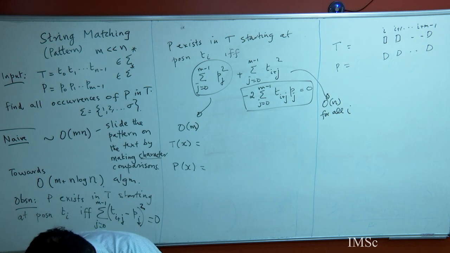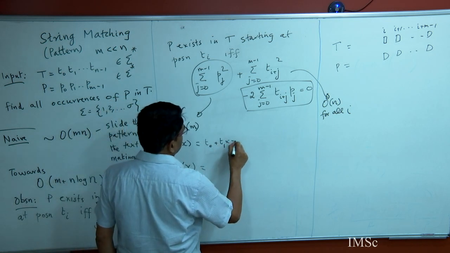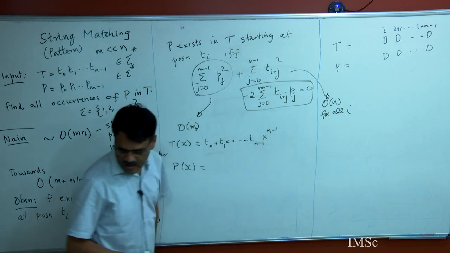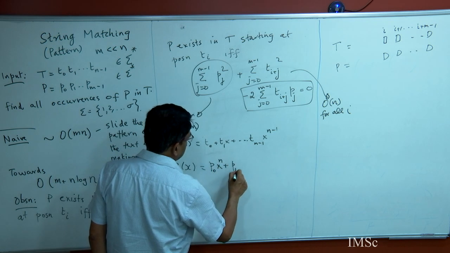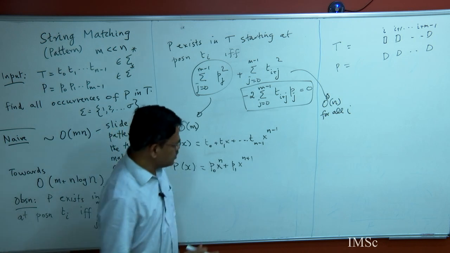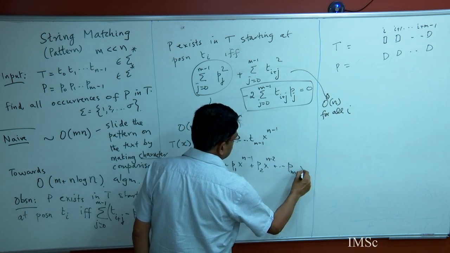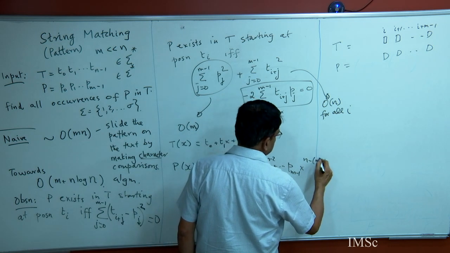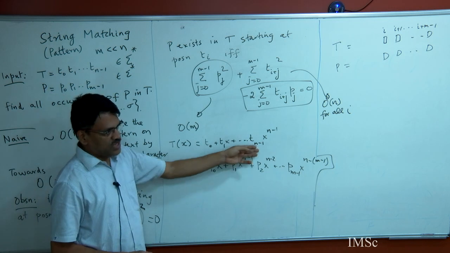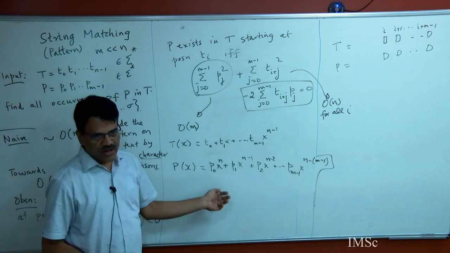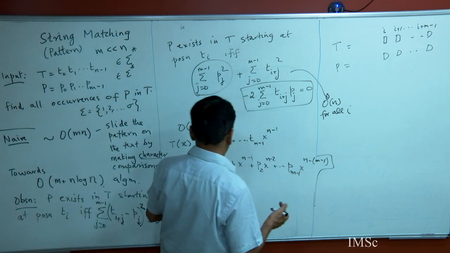And what are these polynomials? So t of x is t0 plus t1 x, x is some variable, and p of x is p0 x power n plus p1 x power n minus 1. So let us suppose I write this polynomial. Given the text, I know t0 to tn minus 1, I write this polynomial, and similarly I know the pattern, I write this polynomial. Each of degree at most n minus 1, actually it goes up to degree n.